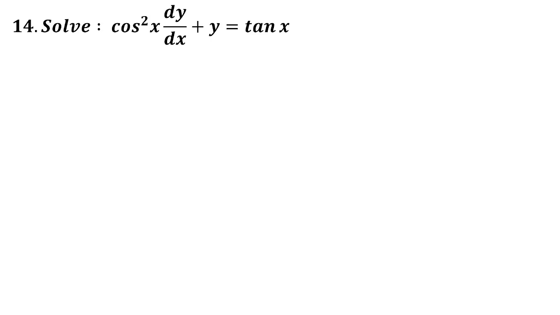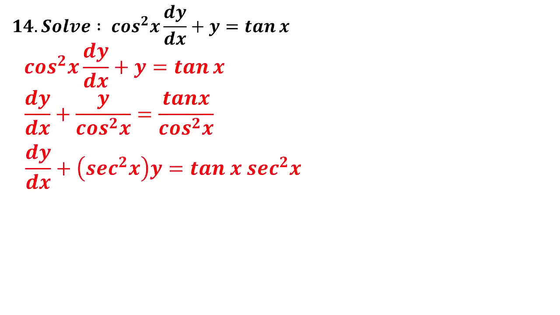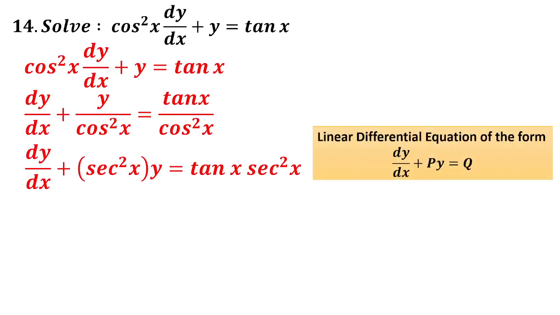Let us go to question number 14. Solve cos square x into dy by dx plus y is equal to tan x. Here we are getting only one term called y and its power is 1. Therefore, this is a linear differential equation. But for that, what is the condition? Coefficient of dy by dx should be 1. Dividing by cos square x, I am substituting and replacing 1 by cos square as secant square.